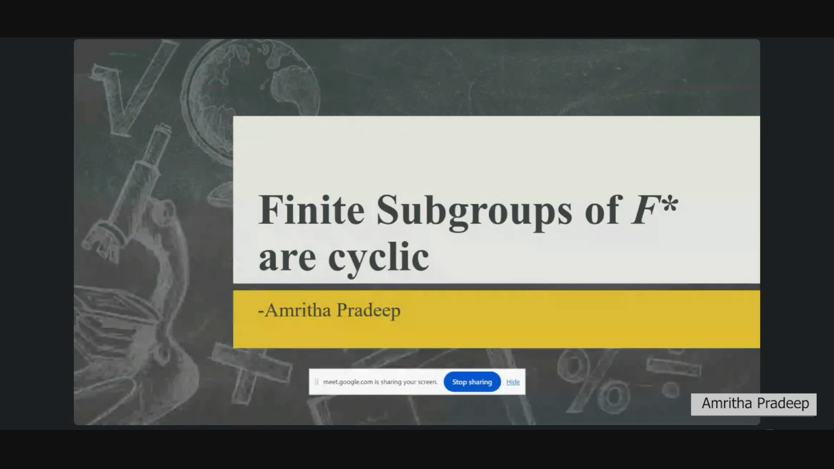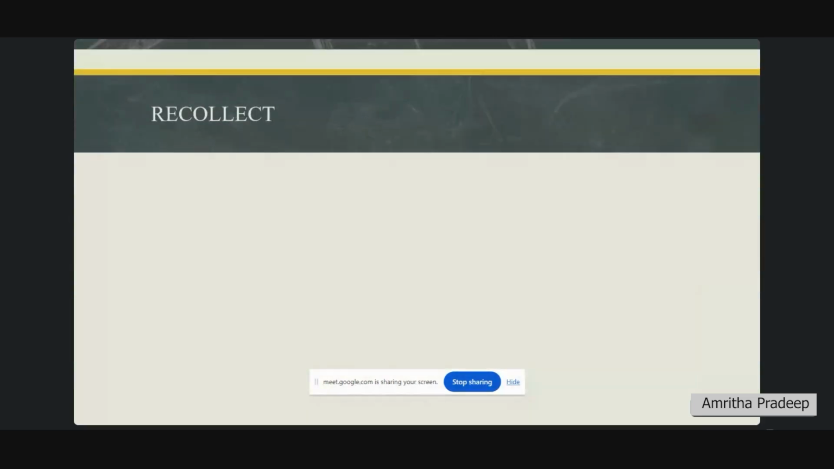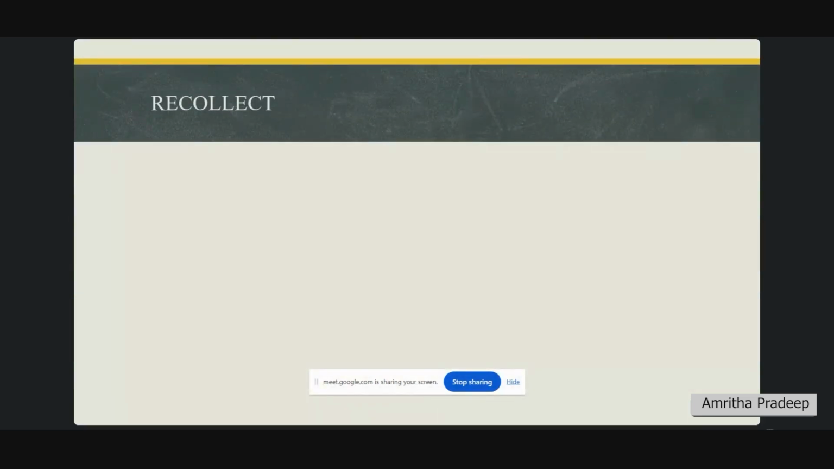My topic is finite subgroup of F star as cyclic. So as I've already mentioned, we're looking only at finite fields here. We're restricting our domain to just finite fields. So before I proceed, I would like to recollect a few concepts of group theory.